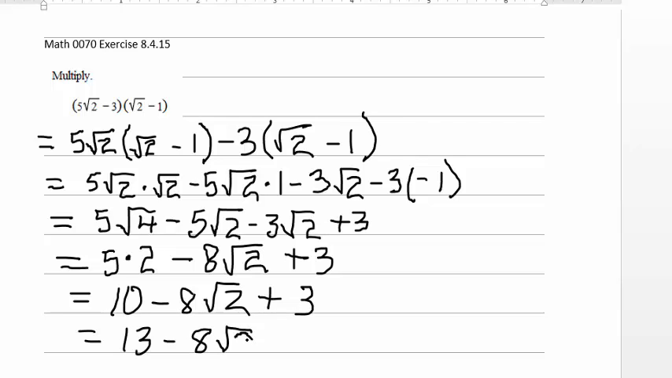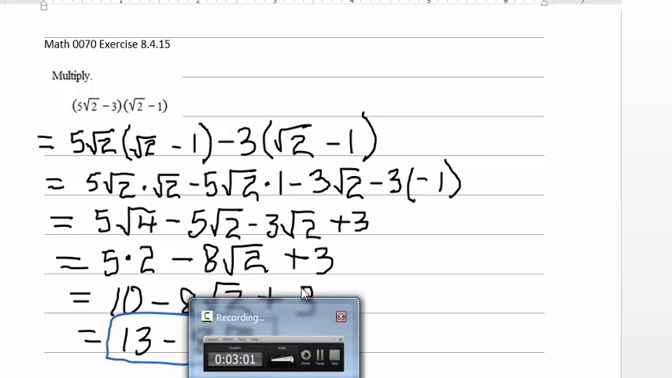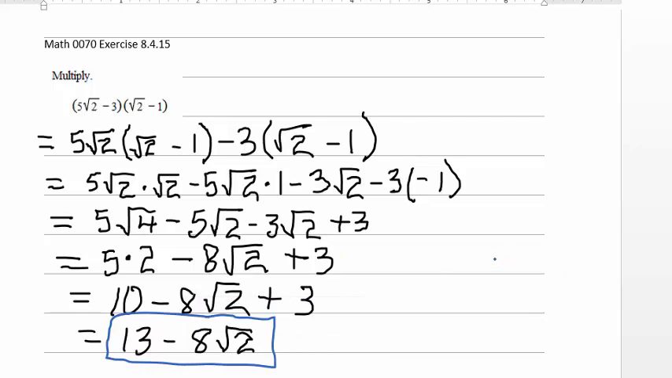And 13 cannot be combined, added, or subtracted with 8 square root of 2 because that's a radical expression involving a square root that has a radicand of 2. And that can only be combined with other radical expressions involving a square root that has a radicand of 2. So this is my final answer, 13 minus 8 times the square root of 2.